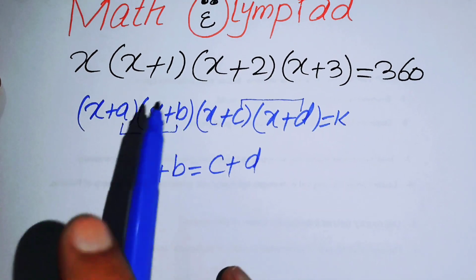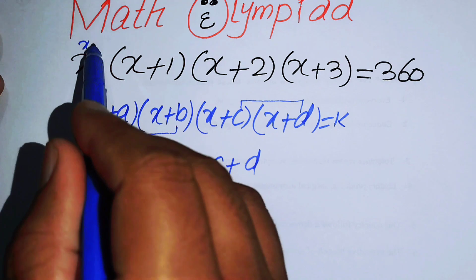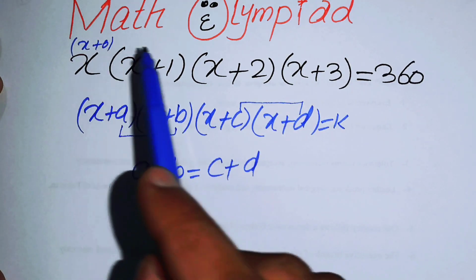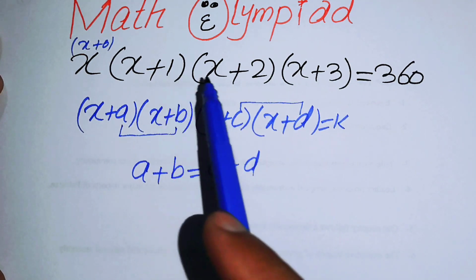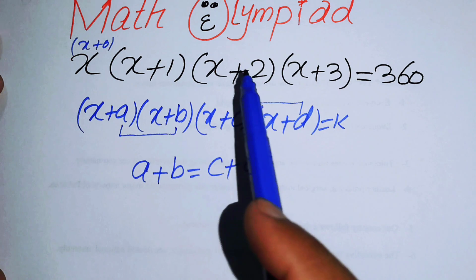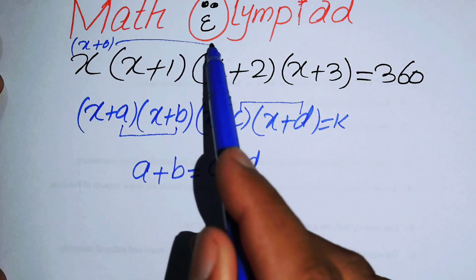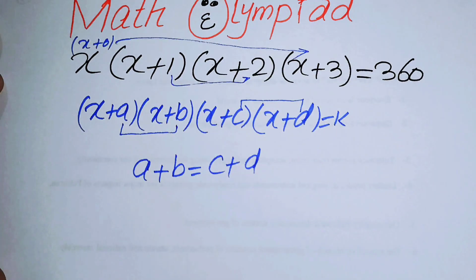So now first I can check. Here you have only x, and we can write it as x plus 0, and when you add this 0 and 3, you get 3, and when you add 1 plus 2, you get 3. It means that when you add 0 and 3 and you add 1 and 2, you get the same answer.